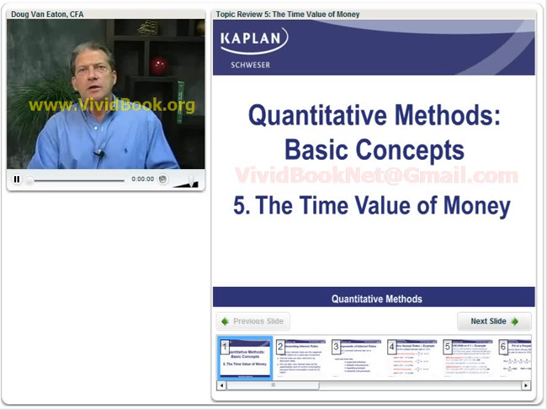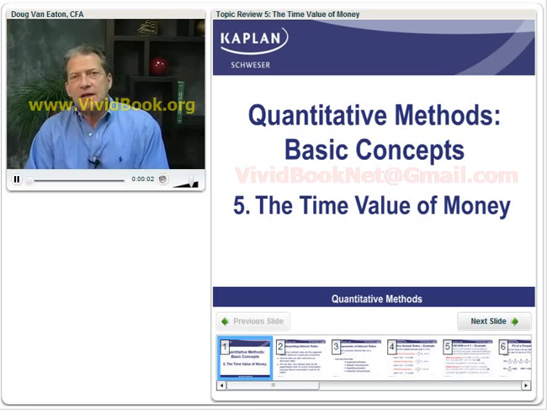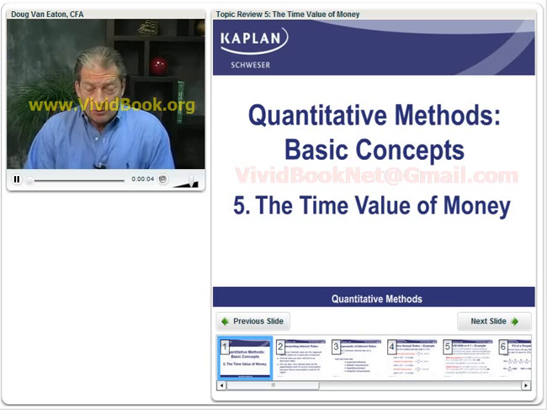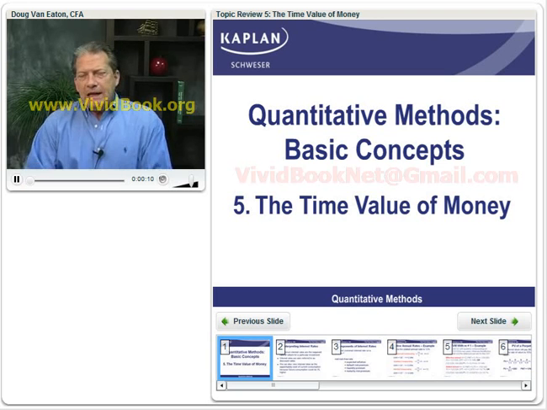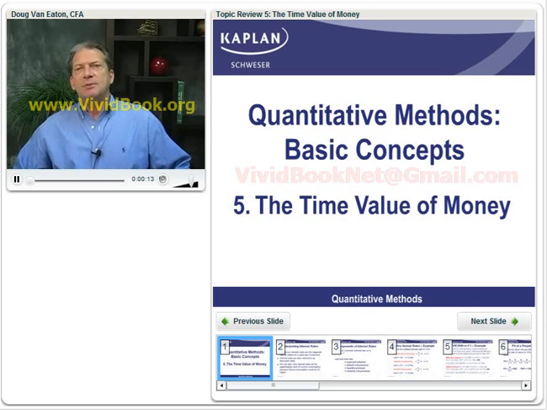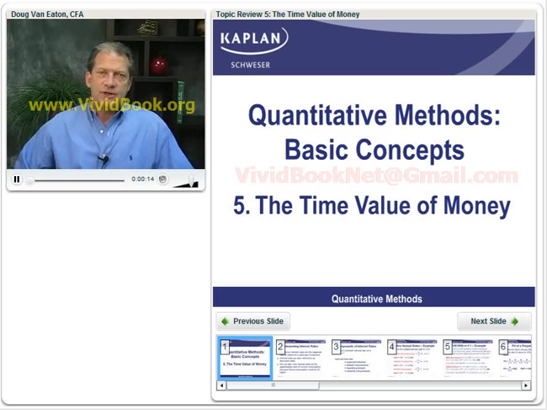Topic in quantitative methods basic concepts, and that's the time value of money. Certainly a very basic concept when we're talking about financial analysis and finance theory. And so we'll take a good look at this. It's become the cornerstone of much of what we do in valuation in finance. So if I can advance the slide here.